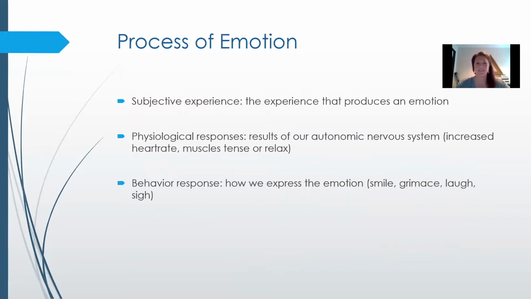And I'm sure we're seeing some of our own children express emotions that we may have trouble understanding exactly what they're feeling. So when we look at emotion, there are 3 different processes that happen when we have an emotion and express it. The first one is the subjective experience. This is our trigger experience, the experience that produces whatever feeling.